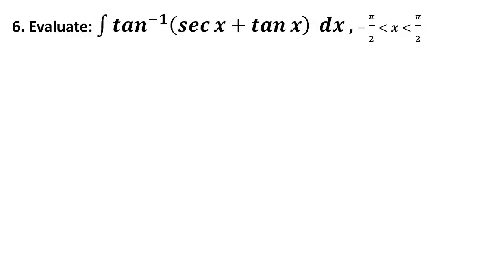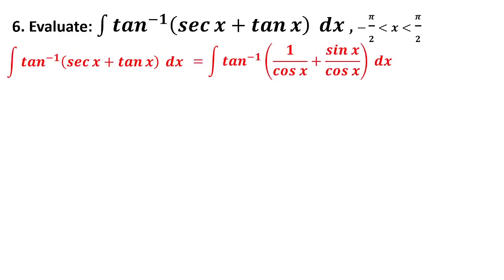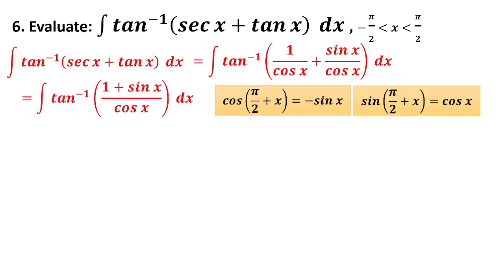Move on to question number 6. Evaluate tan inverse of secant x plus tan x, if x lies between minus pi by 2 to pi by 2. Secant x can be written as 1 by cos, tan can be written as sin by cos, so it is (1 plus sin x) by cos x.